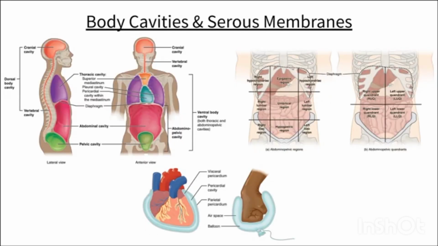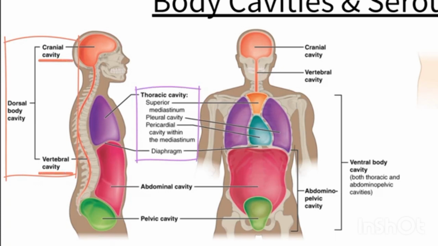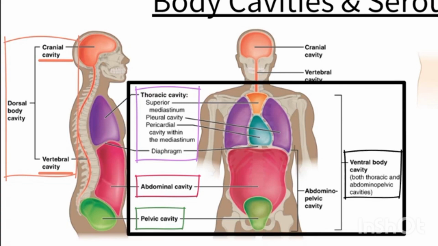Just as we can split the body into planes, we can also section off parts of the body into cavities, regions, and quadrants. The dorsal body cavity, seen in an orangish red color, comprises the brain and spinal cord, which sit in the cranial and vertebral cavities. We have the thoracic cavity made up of the purple, orange, and blue sections, the abdominal cavity in red, and the pelvic cavity here in green. All of those together make up the larger ventral body cavity.